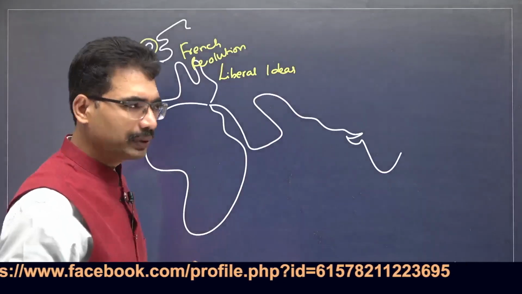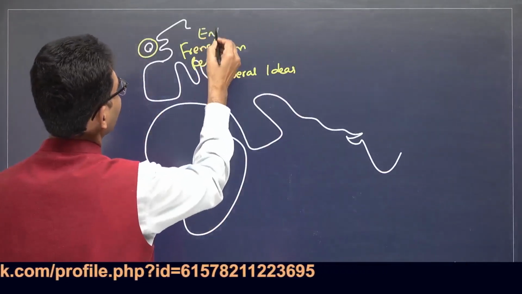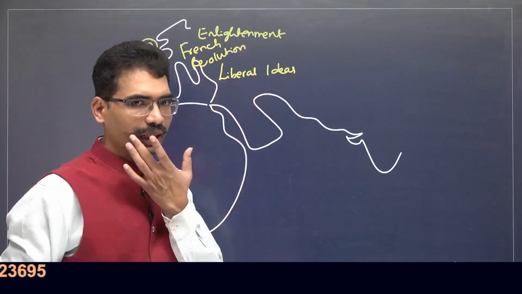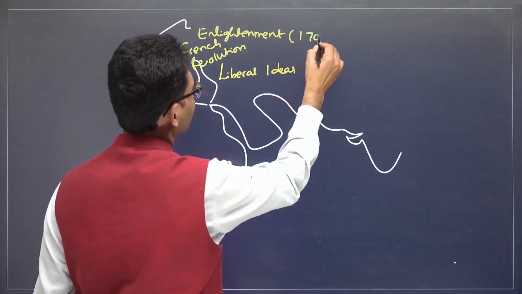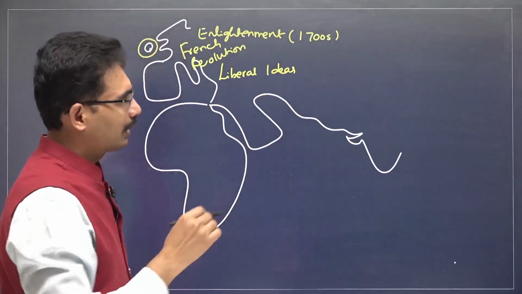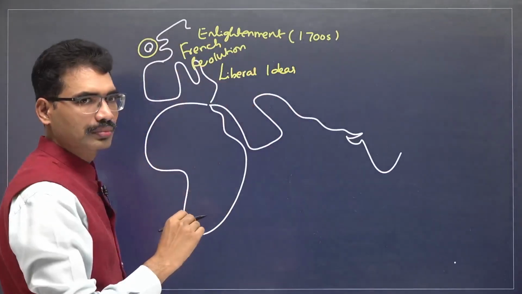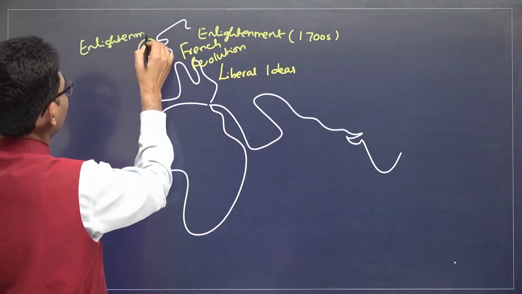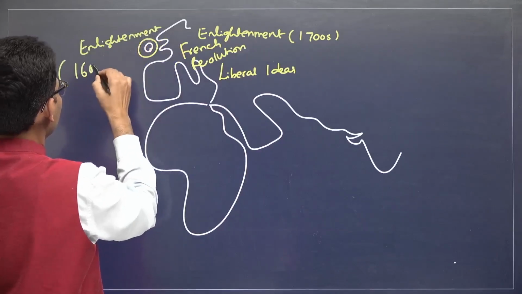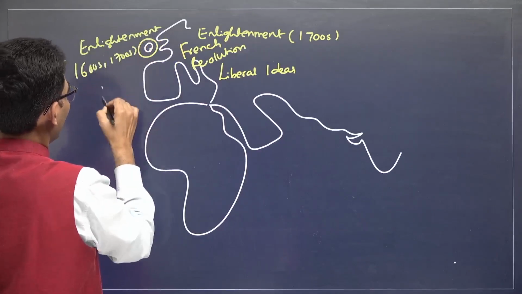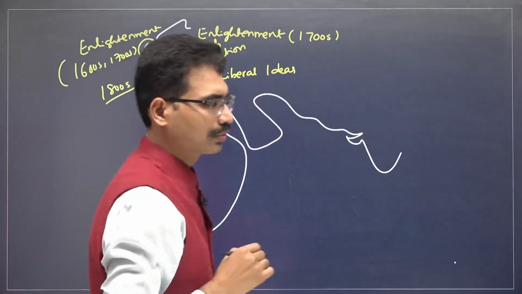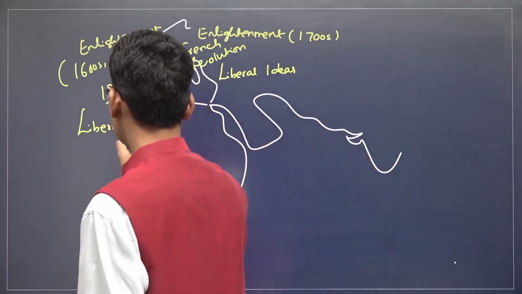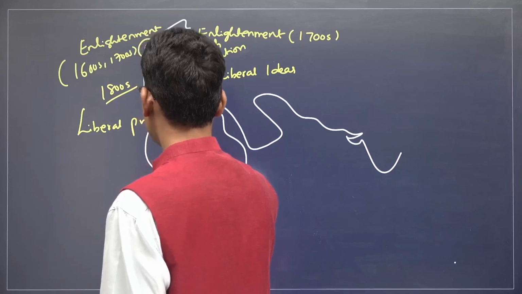The French Revolution was in the first place influenced by the ideas of the Enlightenment in the 1700s. The Enlightenment in Europe got inspiration from the Enlightenment in England, which was going on from the 1600s and 1700s. Now we are in the 1800s. By this time period, the liberal principles became very popular.